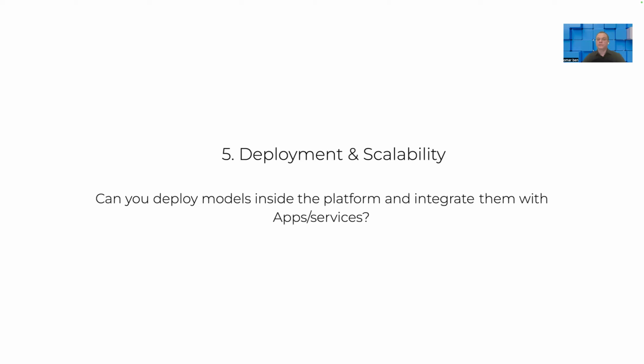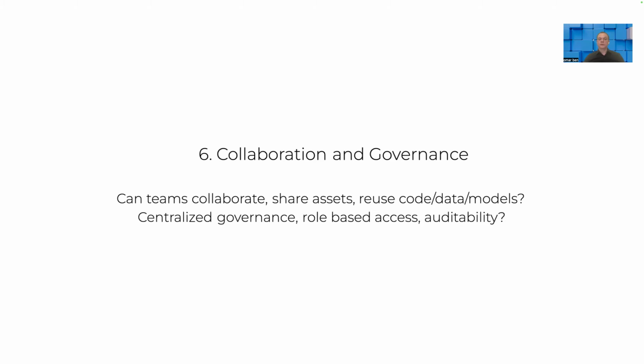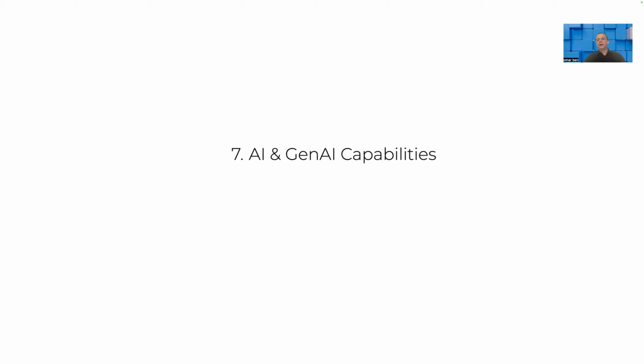Deployment and scalability. Can you deploy models inside the platform and integrate them with different applications and different services of your business? Does it scale across environments, whether it's cloud, hybrid, or on-premises? And then collaboration and governance. So can teams collaborate, share assets, reuse code, data, and models? Does it have centralized governance, role-based access, auditability? And 7, AI and Gen AI capabilities.